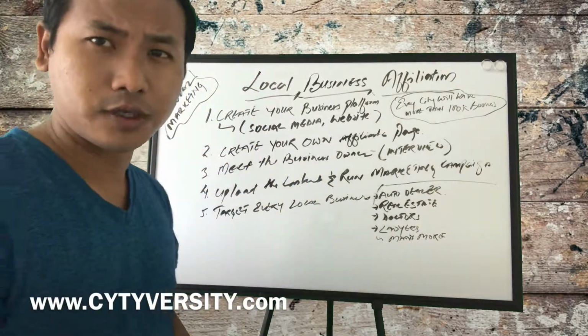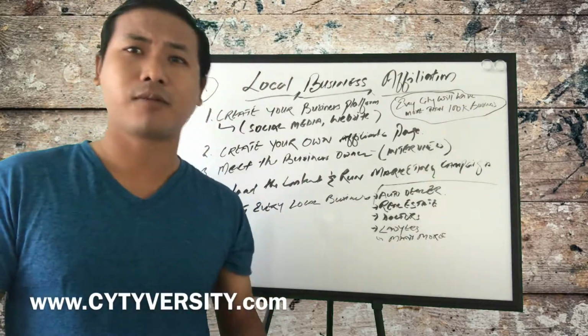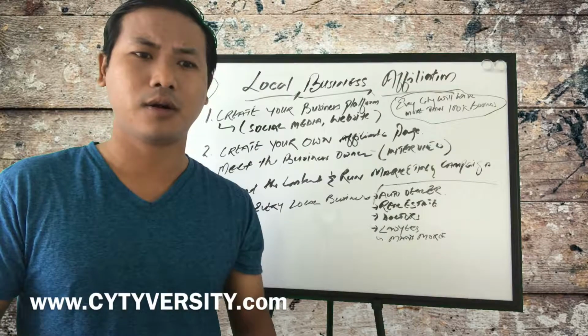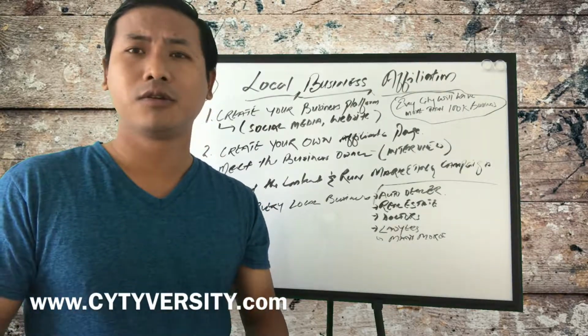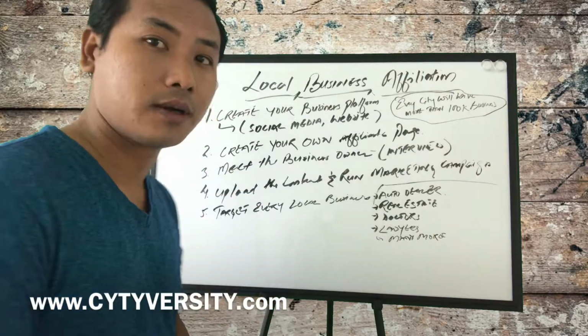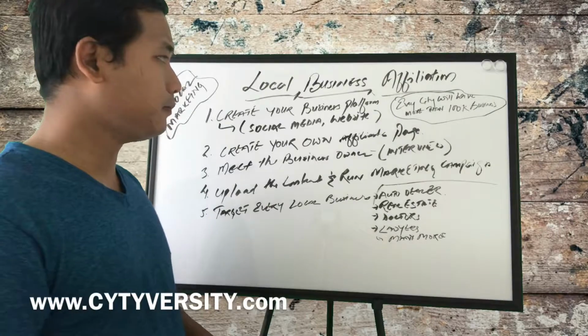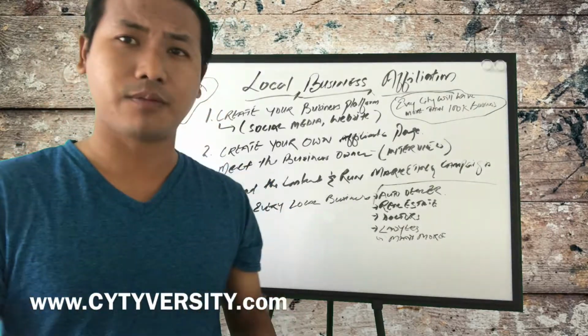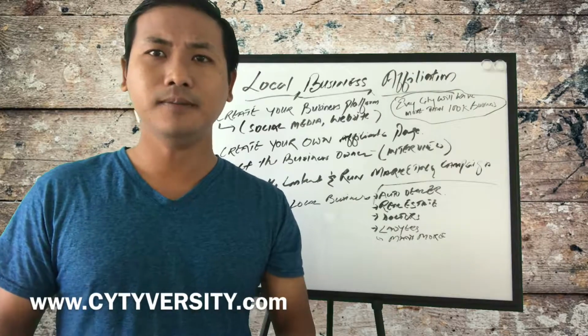The first thing you need to do is create your own business platform. Your business platform can be your website, your Instagram account, your Facebook account, or your YouTube channel. That's really good. And what you have to do is create your own affiliate page, like a landing page.